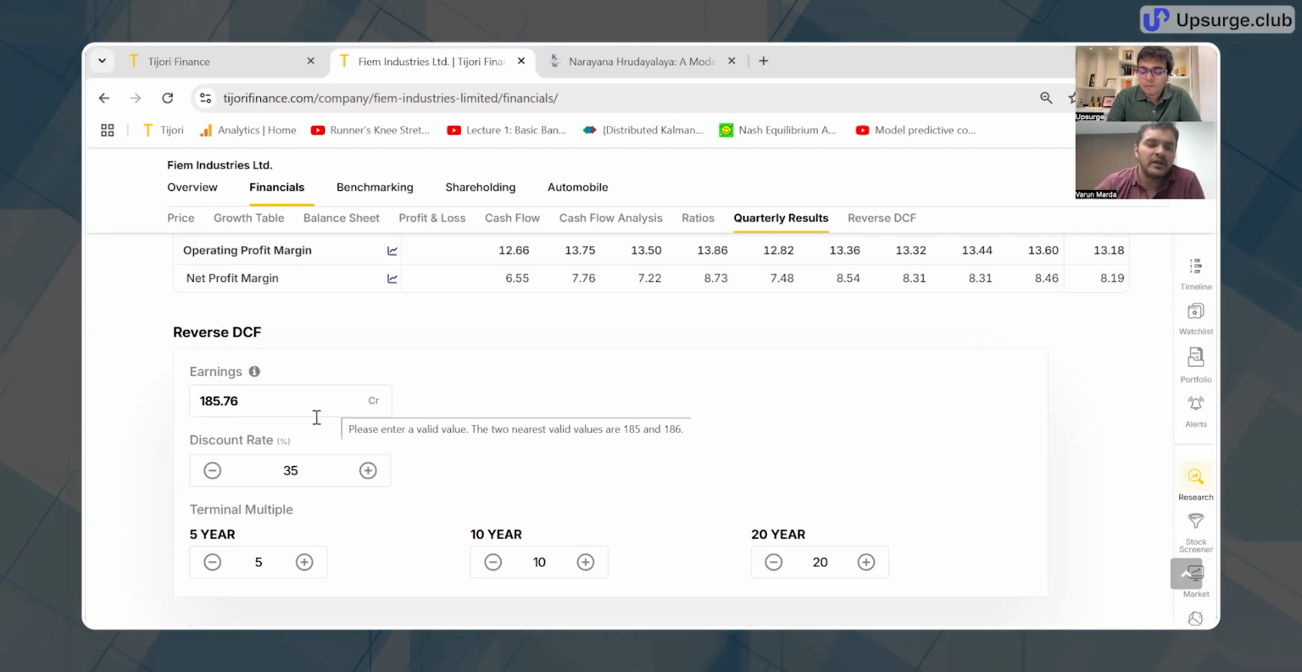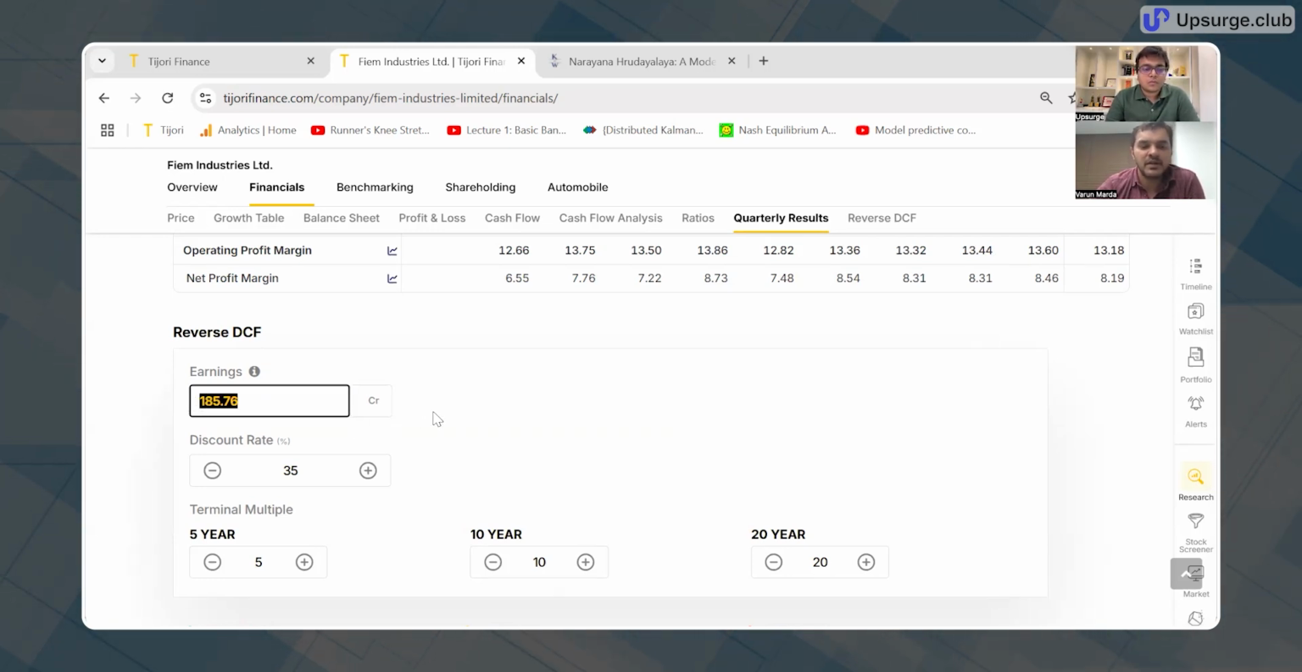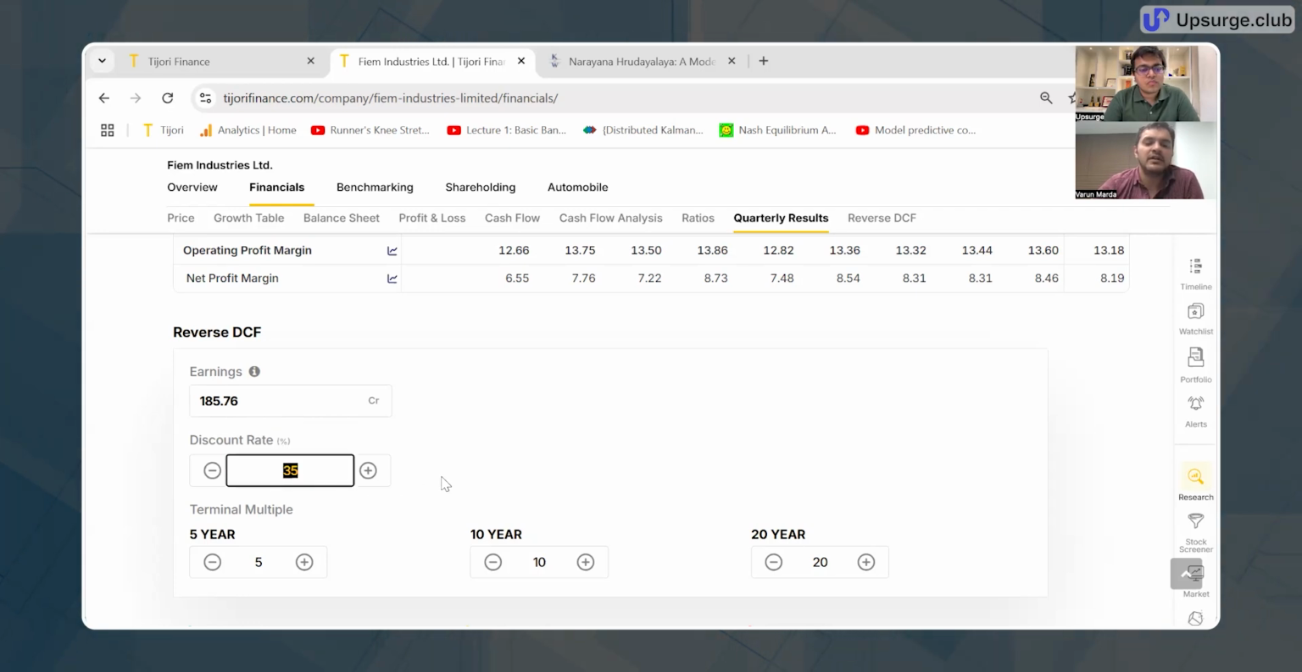What it needs as an input is the current best measure of earnings that you have. Some people put net profit, I usually put cash flow from operations, some people put free cash flow. You add that here. And this discount rate is the hurdle rate that you want from your investment. If I'm doing direct equity investments, I want at least 18% return for it to be worth my while. Basically, 18% is my hurdle rate.